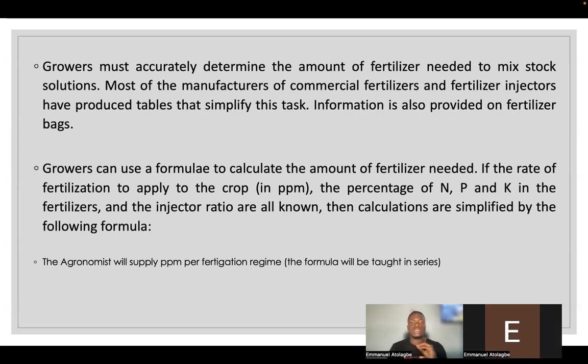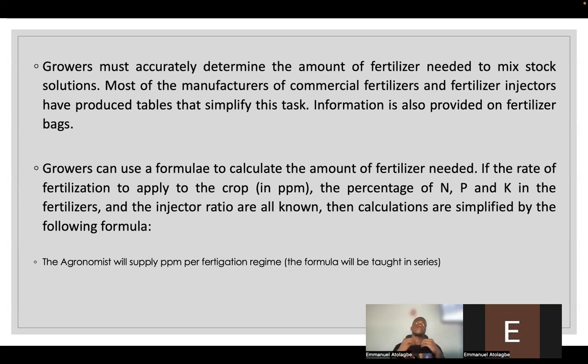Growers must accurately determine the amount of fertilizer needed to mix stock solutions. So we will look at stock solutions in the later slides, still in this lecture. Most of the manufacturers of commercial fertilizer injectors, rather, have produced tables that simplify this.